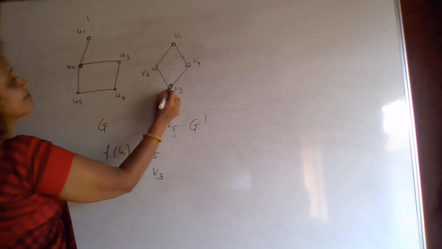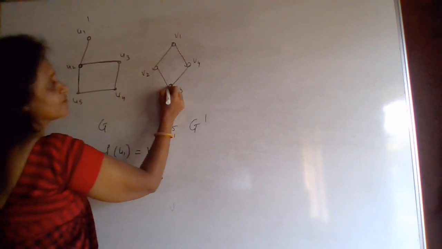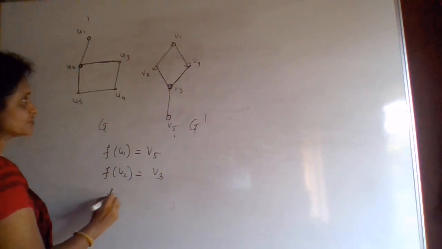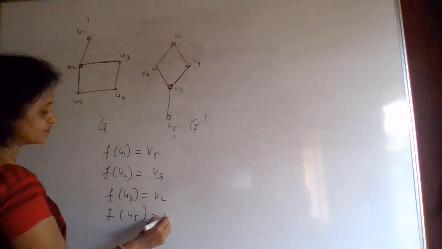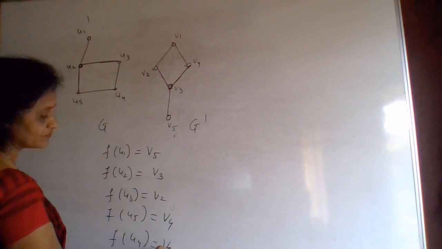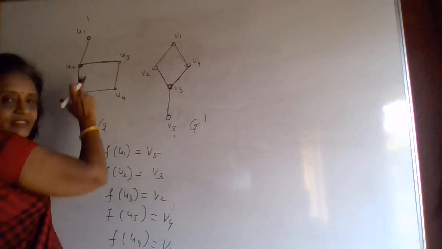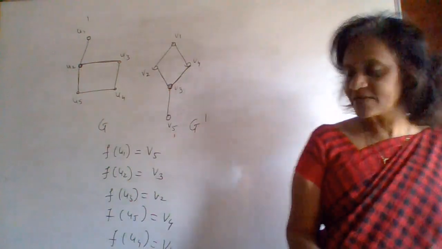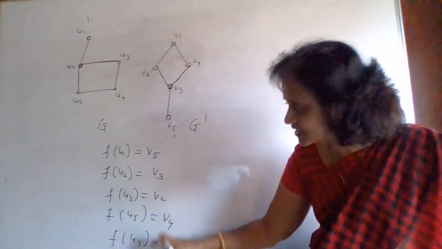See, here u2 is the same as v3. u2 is adjacent to u3 and u5. And v3 is adjacent to v2 and v4. That tells me I should have f(u3) is v2 and f(u5) is v4. And what is left with us is f(u4) will be v1. This we just found out depending on degrees, depending on the adjacency, and now you need to cross check, is it an isomorphism? Isomorphism means the function by which the graphs are isomorphic.